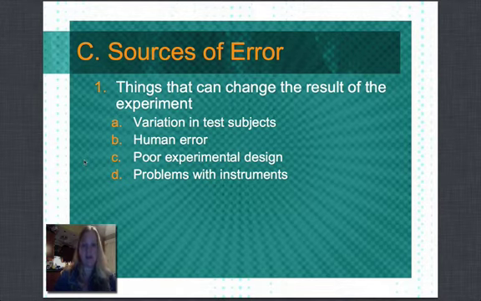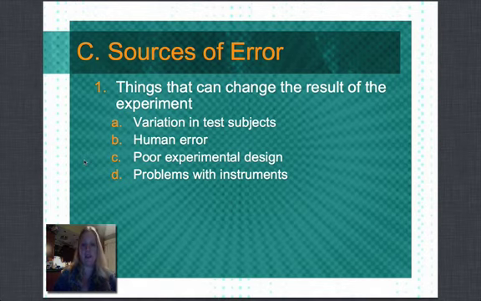Human error. So maybe someone didn't measure something correctly, maybe someone didn't record something correctly. Human error is a big thing. And in chemistry, we're going to look at human error as the most possible source of error, and you're going to analyze what sources of human error you had on the impact of your results. Poor experimental design. So maybe you had a great idea to test something and it just didn't work out. So you would have to go back to the drawing board and rework that design and then possibly retest it.